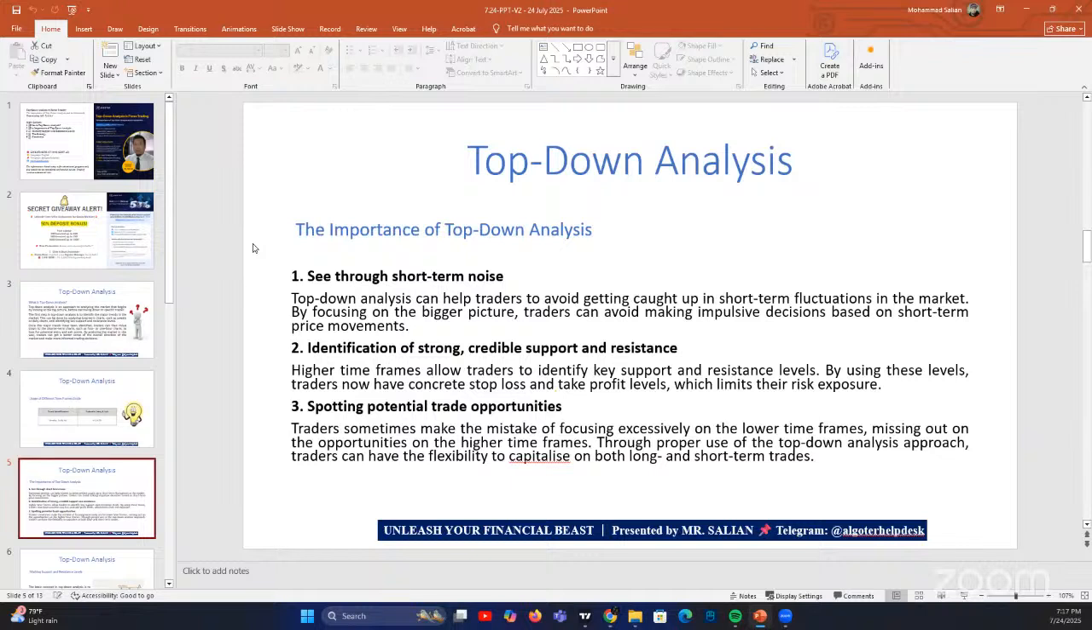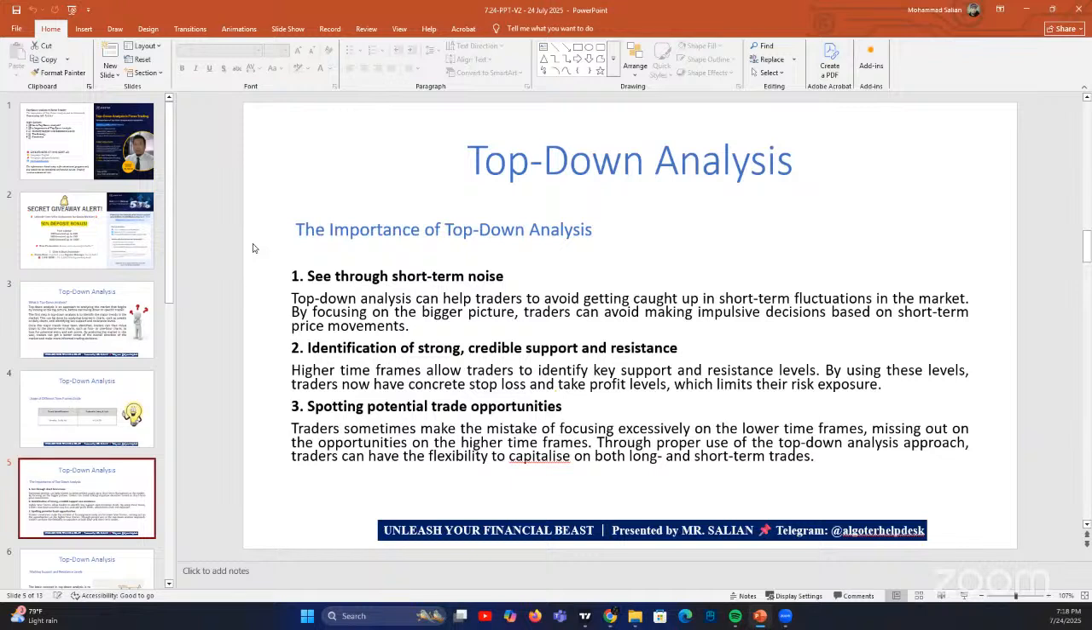If the longer trend is bullish, why would you waste time looking for sell trades? Number two, identification of strong, credible support and resistance. Higher time frames allow traders to identify key support and resistance levels. By using these levels, traders now have concrete stop loss and take profit levels, which limit their risk exposure. Which is right, because when you are already on the resistance level and price is having a hard time breaking that, then the best thing to do is sell only, or vice versa. So that's number two.